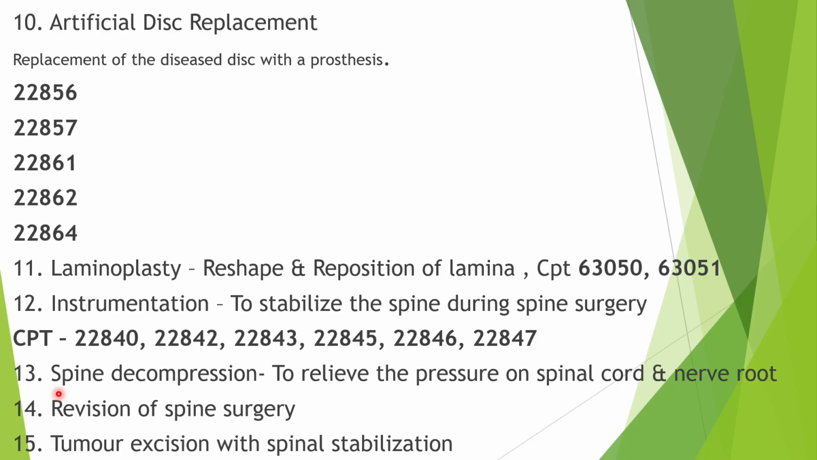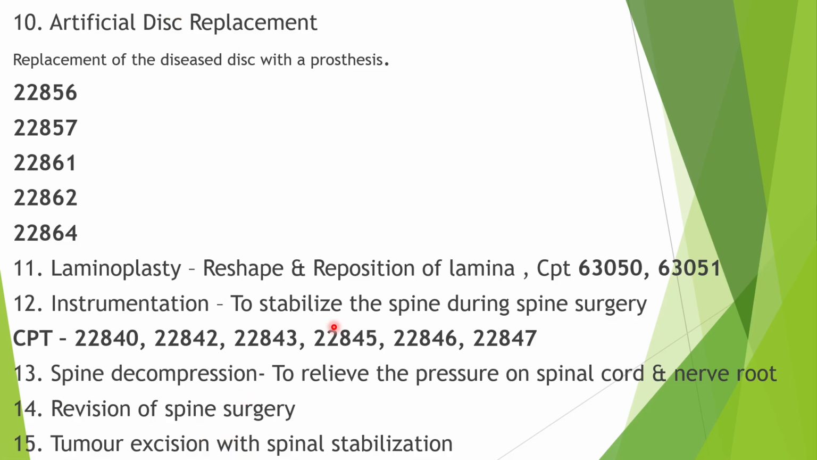Coming to next, spinal decompression, that is to relieve the pressure on the spinal cord or the nerve root. Revision of spine, the second surgery performed to correct or improve the results of the previous spine surgery. Okay, and tumor excision with spinal stabilization, that is removal of a spinal tumor followed by stabilization of the spine using instrumentation or fusion.